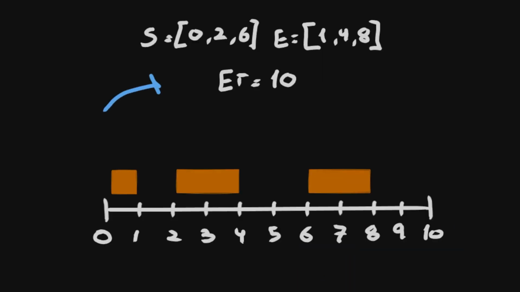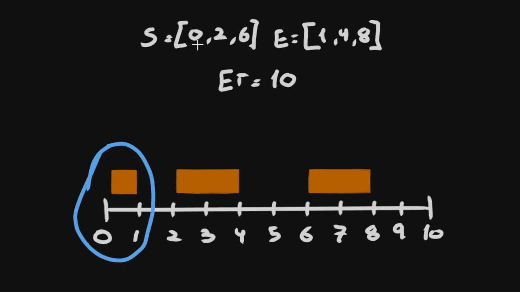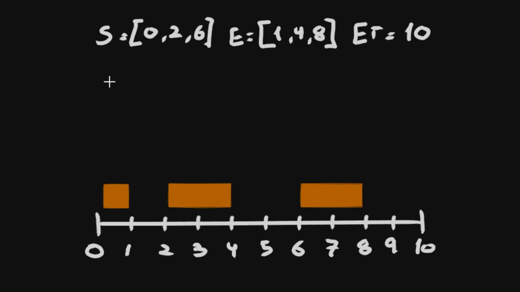Now let's say we have this example. These are the start times, these are the end times. The time for the event is 10. So for example, the first meeting happens from 0 up to 1 and so on. Now we will follow the same process here.